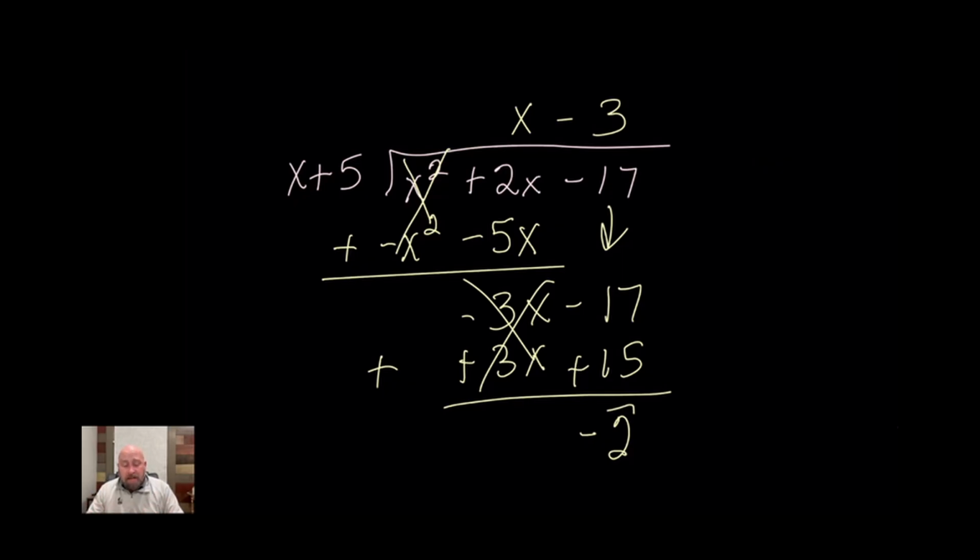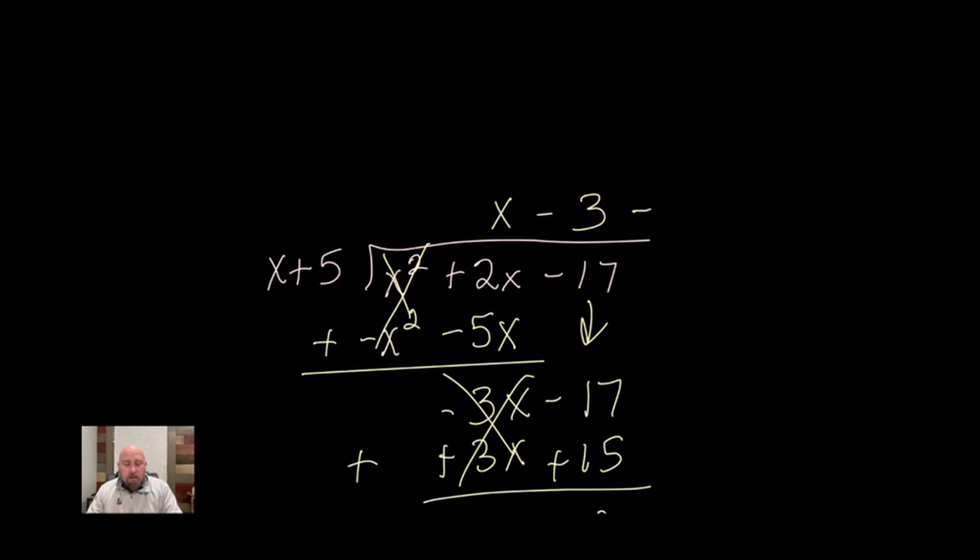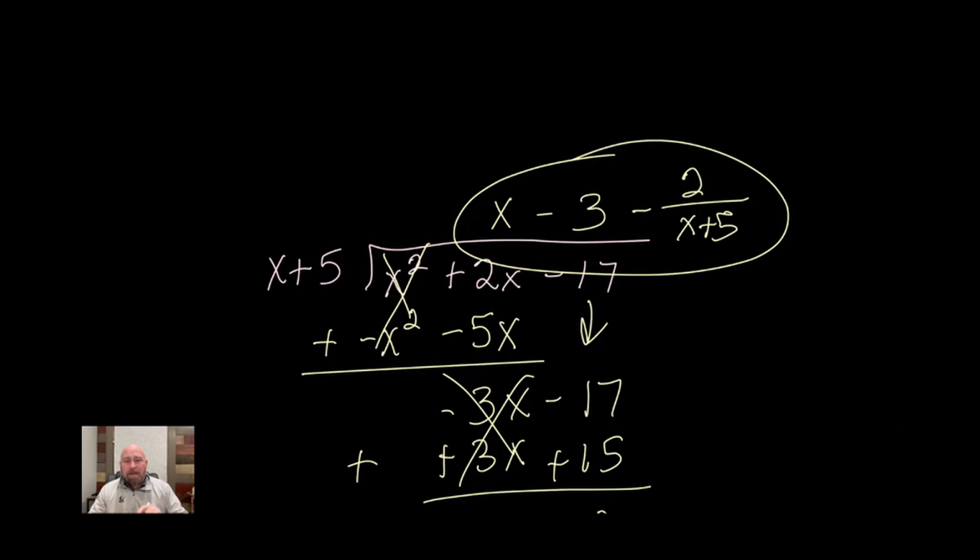But we have to take this negative 2. So we're going to take this negative 2 and we're going to make that just like you did when you had remainders in math, you put the remainder over the divisor. We're going to do the same thing. Minus 2 over x plus 5. And that would be our answer. x minus 3 minus 2 over x plus 5. That's how you would answer that problem.